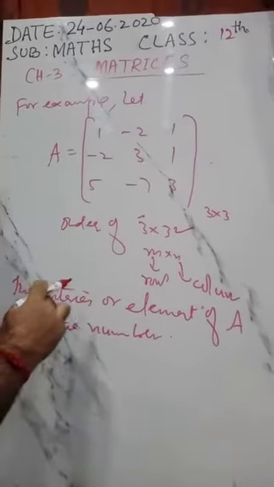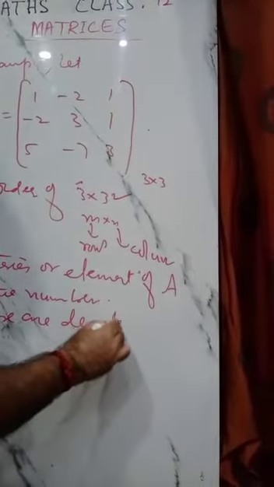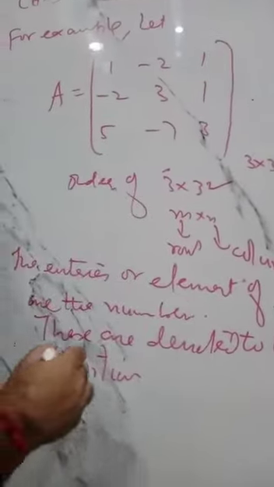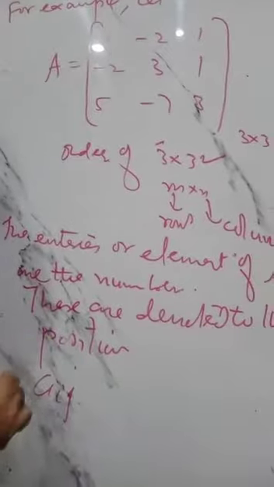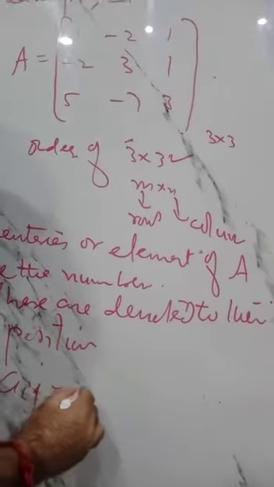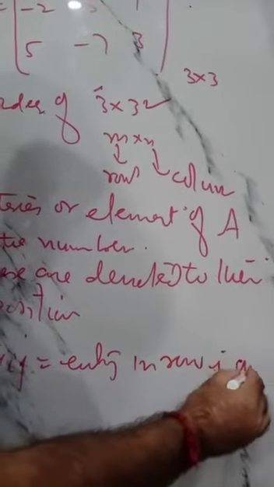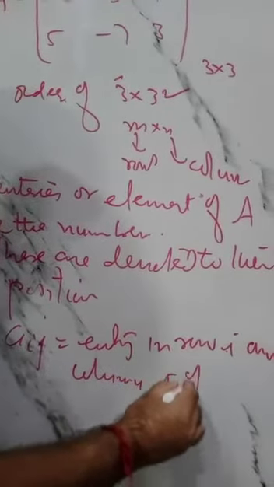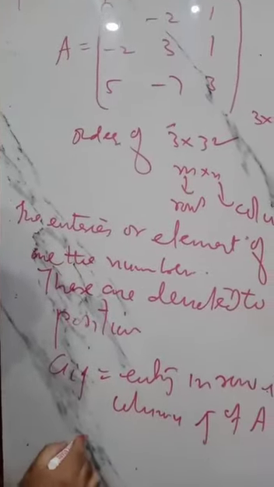So these are denoted according to their position. वो पोजीशन डिनोट करते हैं सब. चलिए हम आपको बताते हैं कि Aij में, जैसे Aij आपने लिखा, पिछले हमने समझाया था. Aij क्या मतलब होता है? That is entry in row I and column J of A.